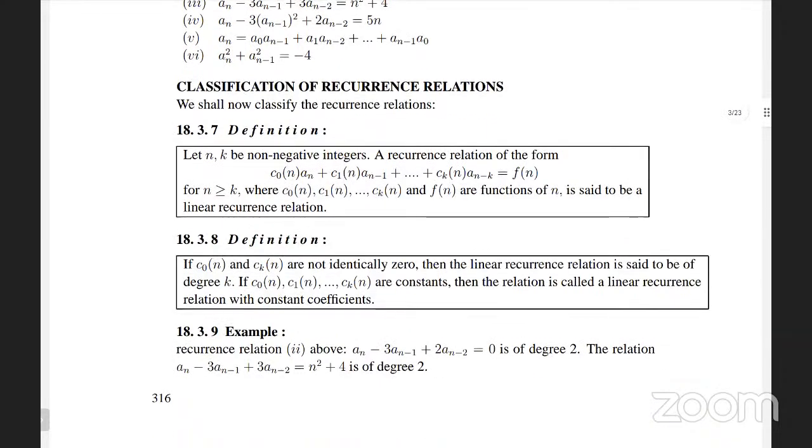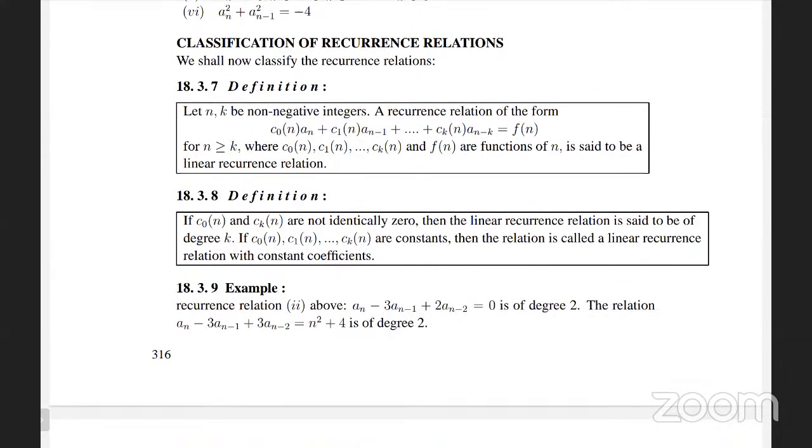Classification, from a definition point of view. Let n and k be non-negative integers. A recurrence relation of the form C naught of n a_n plus C1 of n a_(n minus 1) plus and so on, plus C_k of n a_(n minus k) equal to f of n, where C naught, C1, C_k and f of n are functions of n, not constants, is said to be a linear recurrence relation. If all of them are functions, it is called a linear recurrence relation.